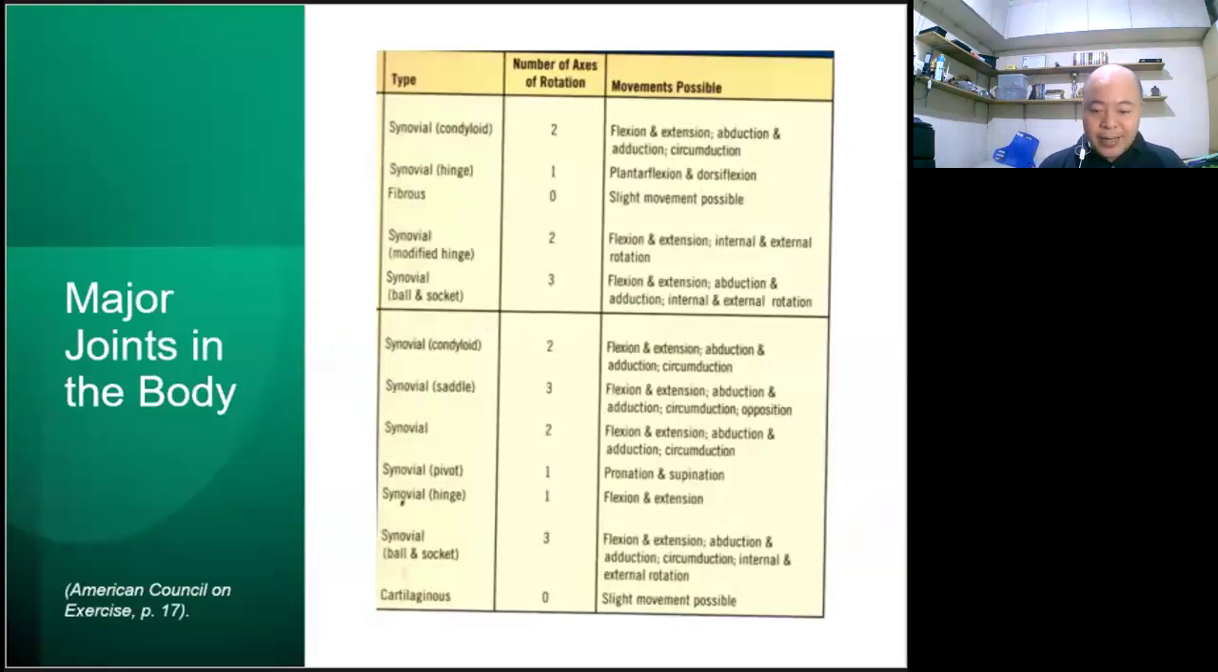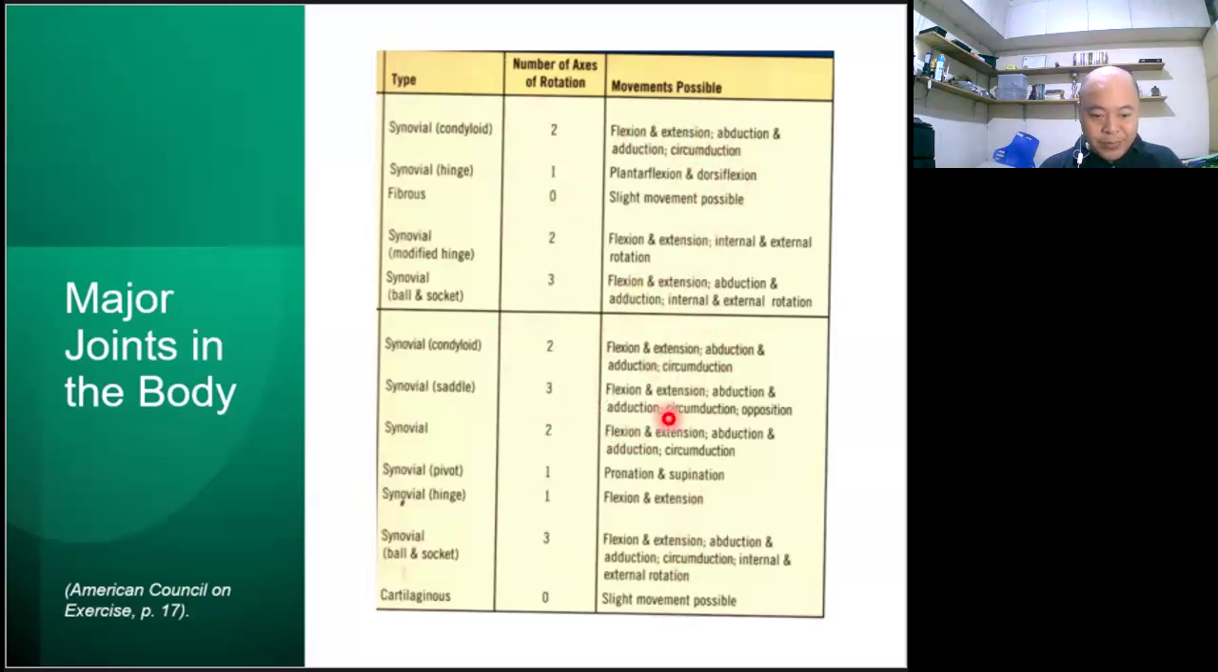This is the last slide. We have a table that summarizes types of joints and the number of axes of rotation. Also the types of movement, flexion, extension, and so on. Study these in detail.